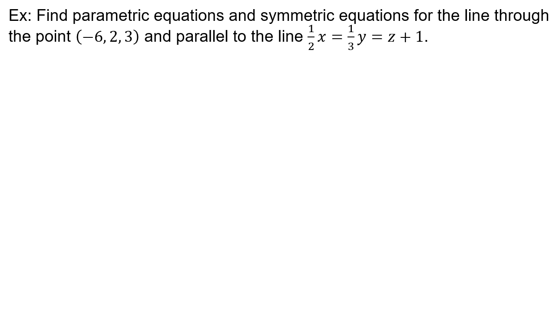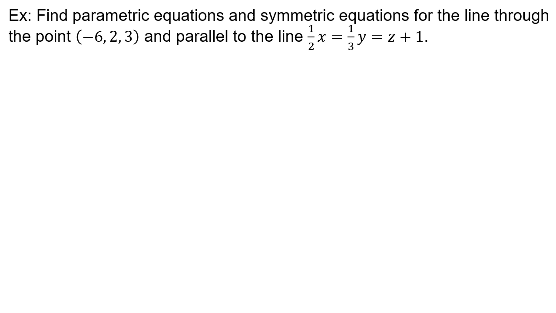Okay, let's try this one. Find the parametric and symmetric equations of a line through the point (-6, 2, 3) that is parallel to the line x/2 = y/3 = z + 1. These are your symmetric equations of a line. So you're given symmetric equations and a point here.